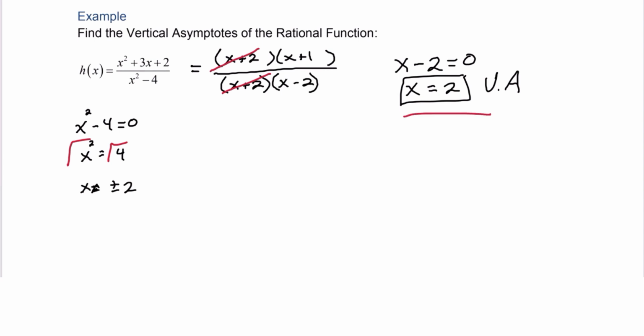The other restriction is not an asymptote. It's actually going to be a hole in the graph. So these factors that reduce or cancel will generate a hole in the graph that we'll see later. There's going to be a hole at x equals negative 2. So there's only one vertical asymptote in this case, x equals 2. The restriction of negative 2 is generated by a hole in the graph.